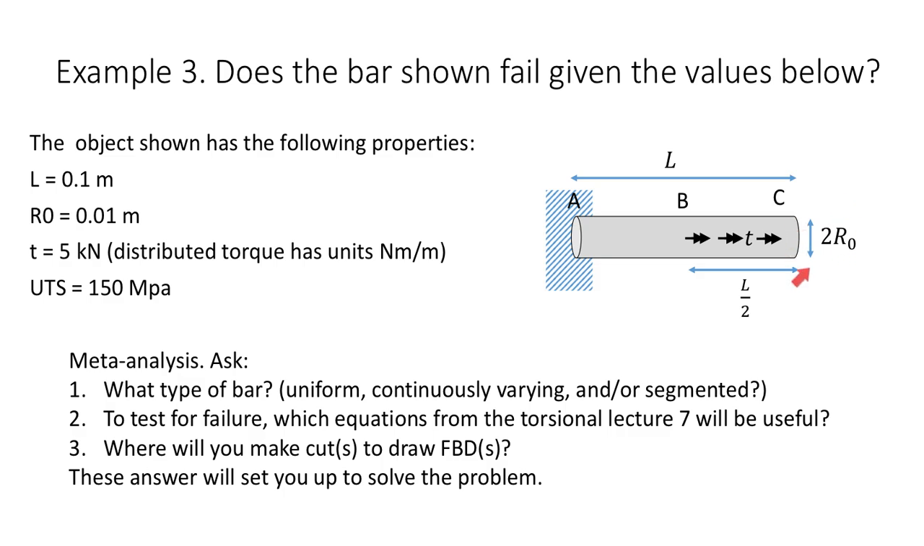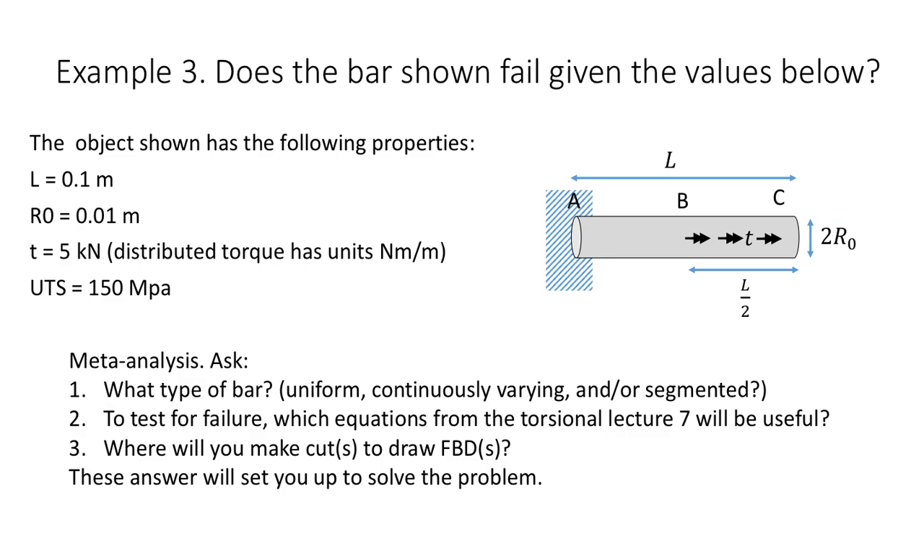The radius is given. And the distributed torque, which is called T here, is given at 5 kilonewtons. And note that distributed torque has units of Newton meters per meter, which is the same as newtons. So the ultimate tensile stress of the material is also given, and in this case, numbers weren't available for the ultimate shear stress.